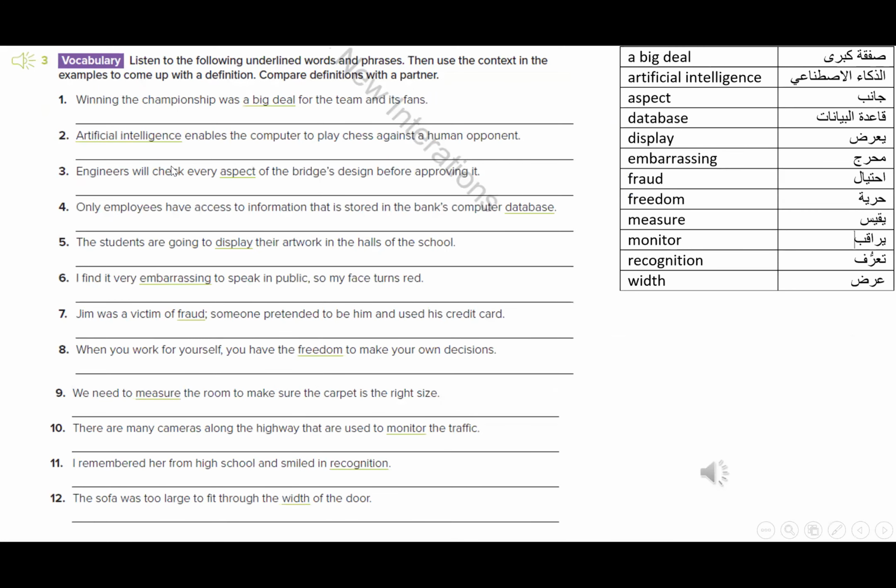Now, vocabulary. You have underlined words. What is asked here? It's asked to write a definition for the underlined words. But I chose to write a synonym for you. I don't like to write a long definition for the word. I prefer to give a different word for this word, which is called a synonym. Synonym means similar meaning.